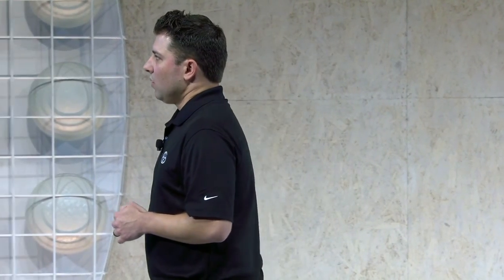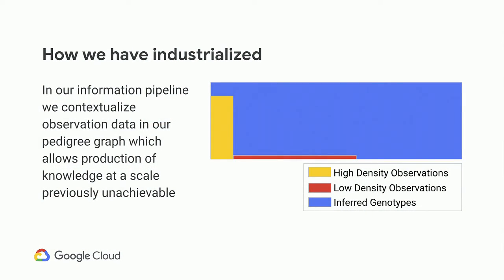To give you a sense of how much data we've generated with this information pipeline, what you see, again, in yellow is the high-density observations. So we collected a lot of information, a lot of markers, on a smaller number of seeds. With the low-density observations, we've observed a lot fewer markers, but we've done it on a larger number of seeds. The blue is the area that we filled in.